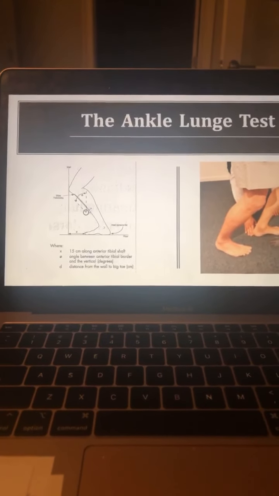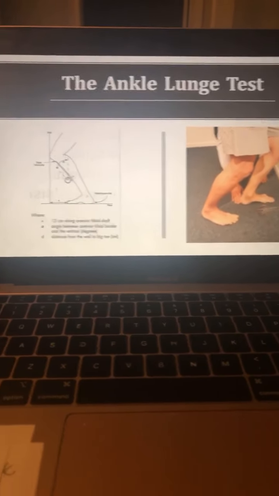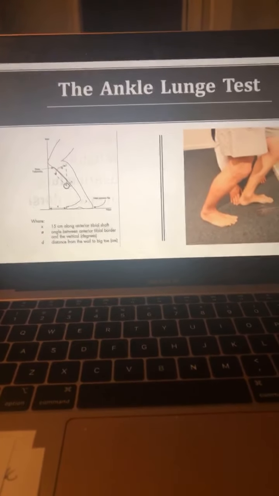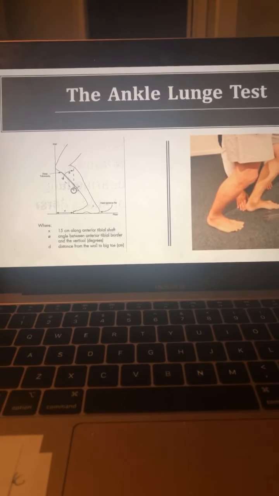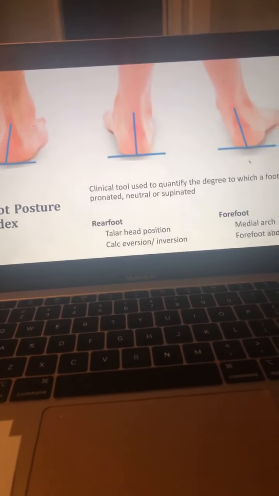Also make sure that they're not massively pronating into the rear foot and midfoot to get the knee forward. That would be a cheating approach to this. So you do want to make sure that they're staying neutral as they go forward. And then, like I said, that you're assessing both.